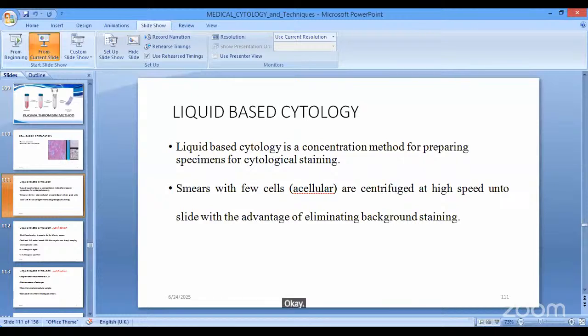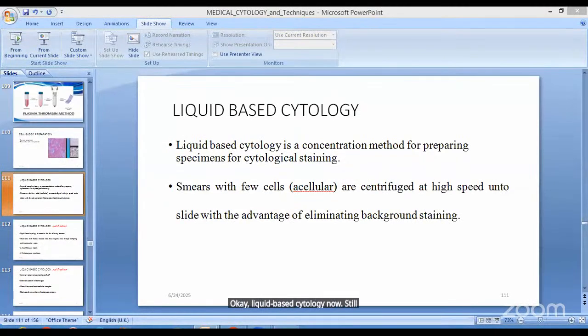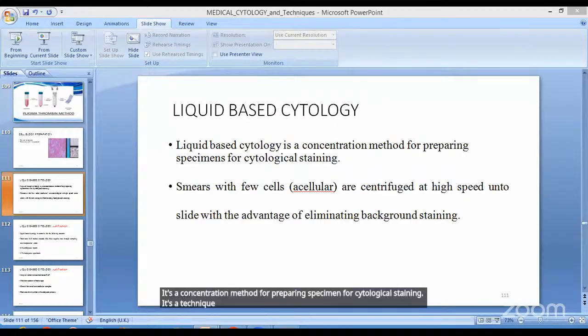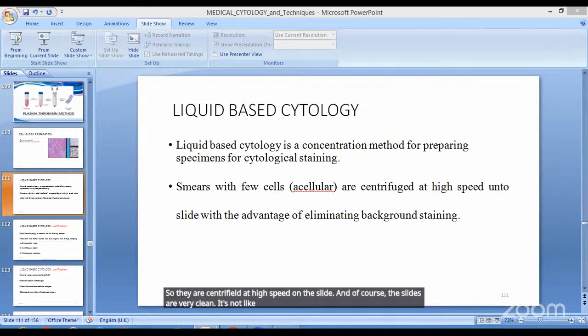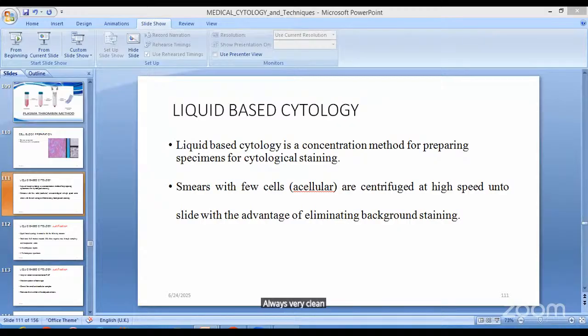Okay, liquid-based cytology now, still on techniques. Liquid-based cytology is a concentration method for preparing specimens for cytological staining. It's a technique for paucicellular smears that have very few cells. You have to maximize what you have. Technology has made that possible. So they are centrifuged at high speed onto the slide. And of course, the slides are very clean. It's not like that traditional PAP method that always has a dirty background. This one, always very clean.